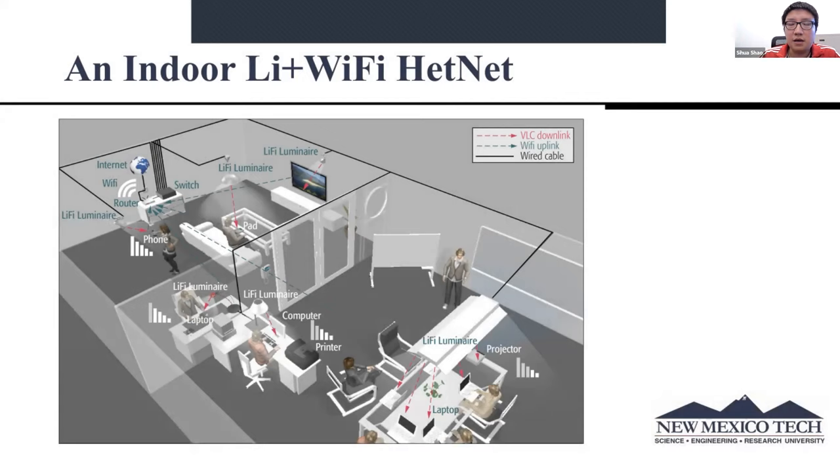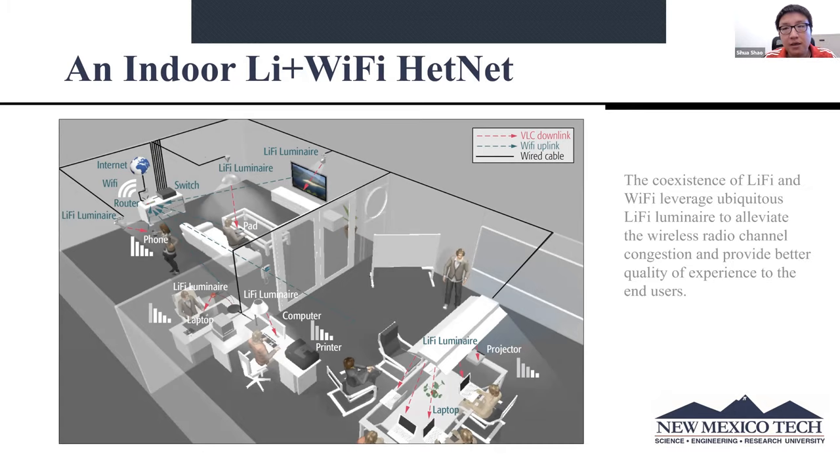So in this video, we see that we use the unidirectional VLC to connect to the internet, and the uplink is actually using Wi-Fi from the client. So it can actually implement such a system. Now, we are looking at a broad view of how we integrate this hybrid Li-Fi Wi-Fi into a heterogeneous network, HANET. The coexistence of Li-Fi and Wi-Fi leverages ubiquitous Li-Fi illuminators to alleviate the wireless radio channel congestion and provide a better quality of experience to the end users.